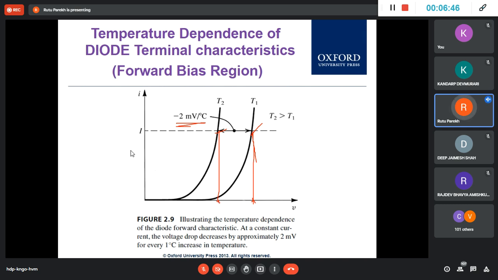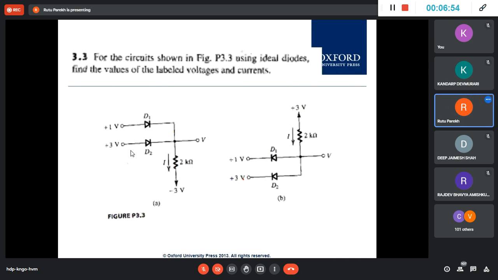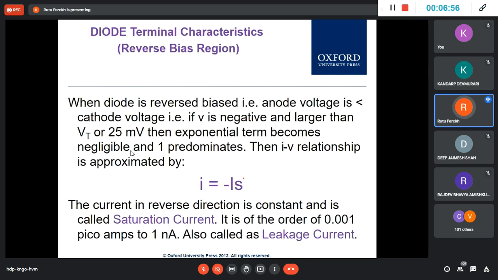This change in the current for getting the same I. Okay, and so that's all we had seen. And reverse bias, when the diode is reverse biased, you know that anode voltage is less than, anode is what? Positive. Right? So positive is reverse, is less than the cathode voltage.